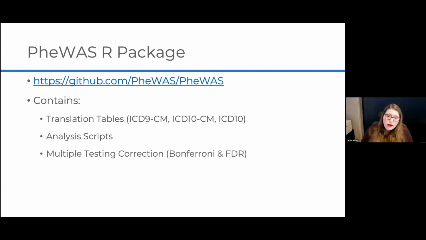We also do have all of these implemented for Health Data Compass, or at least for the biobank. We're working on generating it for all of Health Data Compass. So if you're trying to do something for non-biobank participants, I highly recommend using the R package. It has translation tables for all the different terminologies that you might want to use. It also has analysis scripts, can do multiple testing correction, and a lot of really nice actual analysis for you.